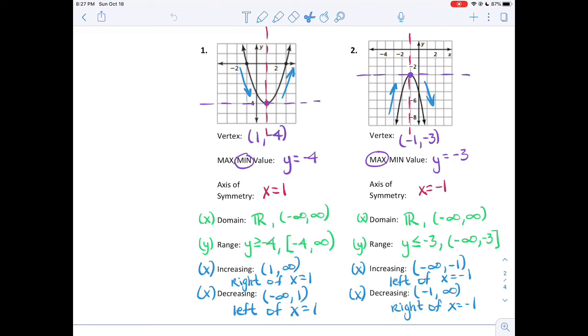Increasing and decreasing interval. Remember that this is an x value. We are reading the graph from left to right and saying what x values is the y value increasing over and what x values is the y value decreasing over. So our increasing interval is from negative infinity to -1, or we could say to the left of the axis of symmetry, which is at x equals -1. Our decreasing interval, or where our y values are getting smaller, is when x is between -1 and infinity, or we could say to the right of x equals -1.